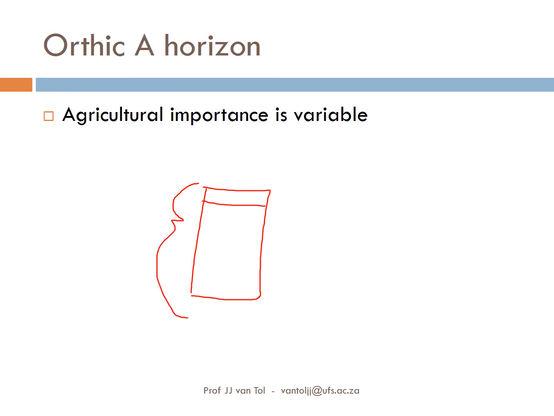So even though we said that humic horizons might be good for agricultural purposes, if there's a rock just directly below the humic horizon, then it's not good for agriculture. If you've got a deep subsoil, then it's good. So you have to consider the entire profile before you can make a recommendation or form your opinion about the agricultural potential of that horizon. Alright, I'm going to end there.